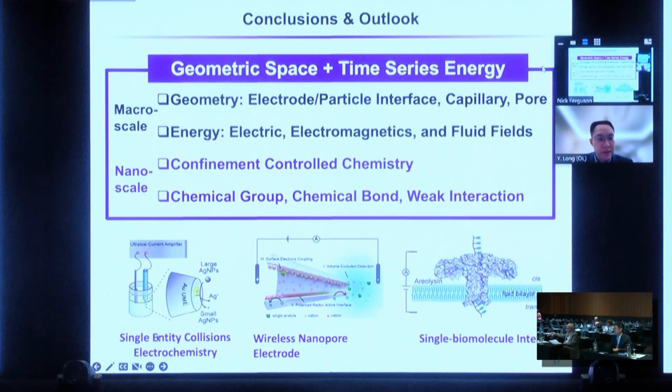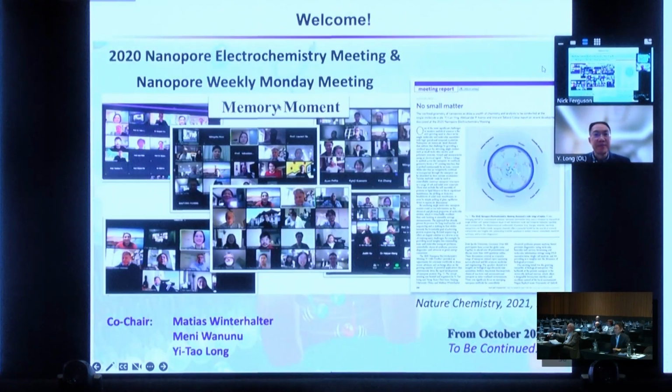So coming to the end, I want to give a shorter conclusion here. We studied single entity electrochemistry, and with a nanopore electrode, all the pore surface is the electrode. That's my understanding at this moment. Also, when this pore goes down to a single molecule, like a biological protein, we think this channel is also the electrode surface. It's called a single molecule interface.